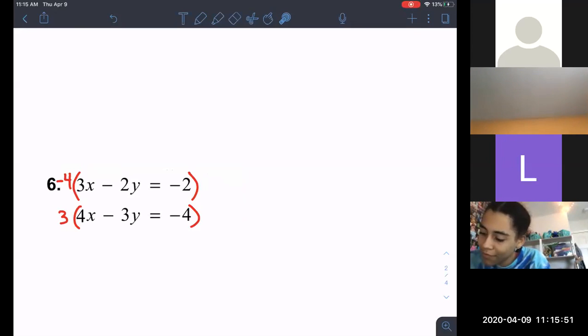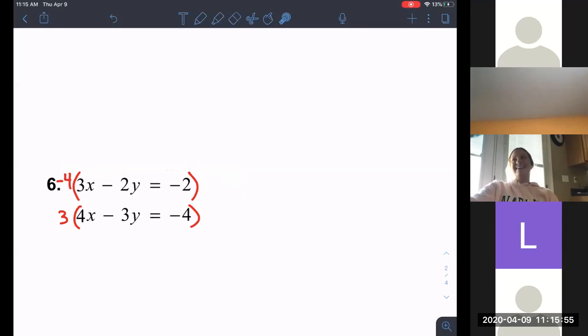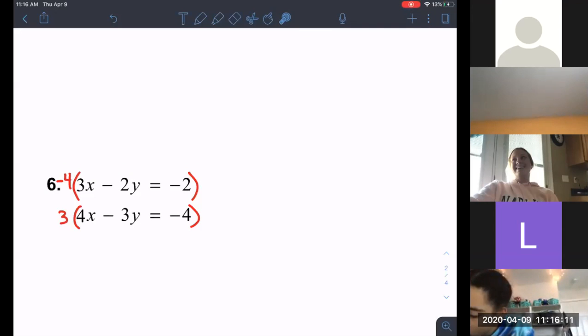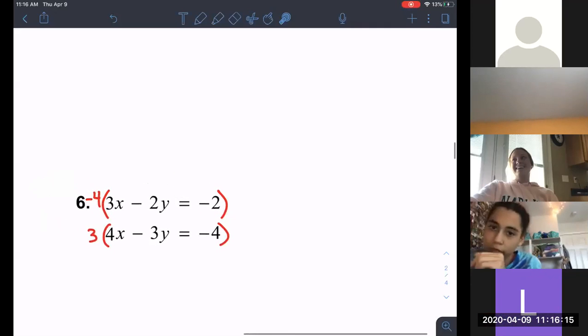The mathematical vocabulary at play here is least common multiple. You want to look for the least common multiple of the two numbers for your variable term. Remember, it doesn't always have to be the x. It can be the y sometimes too. So the least common multiple of 3 and 4 is 12. So if we turn these both into 12s, and when I do it, you'll see what happens.